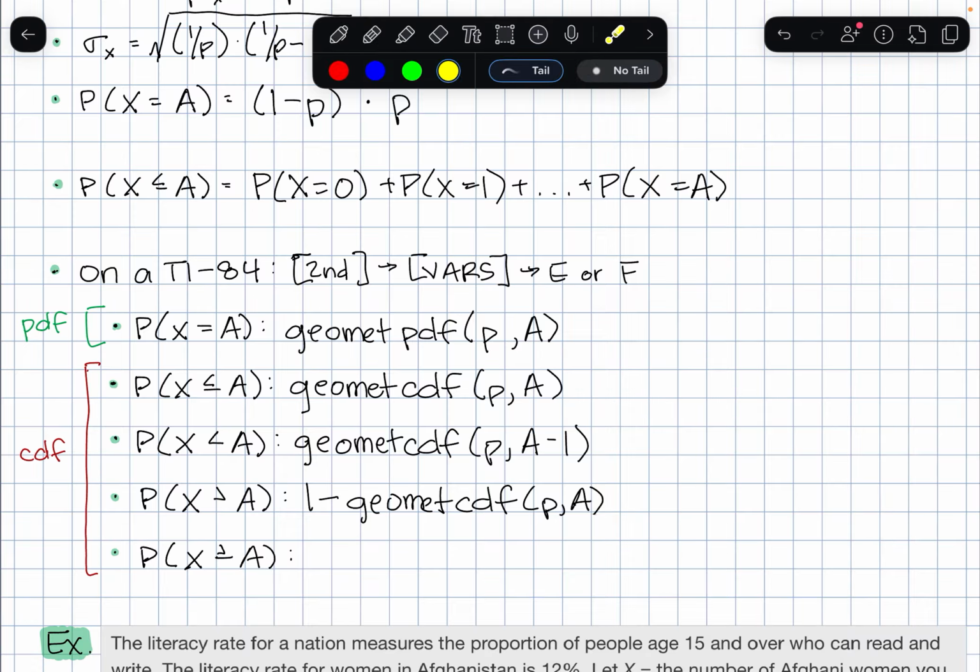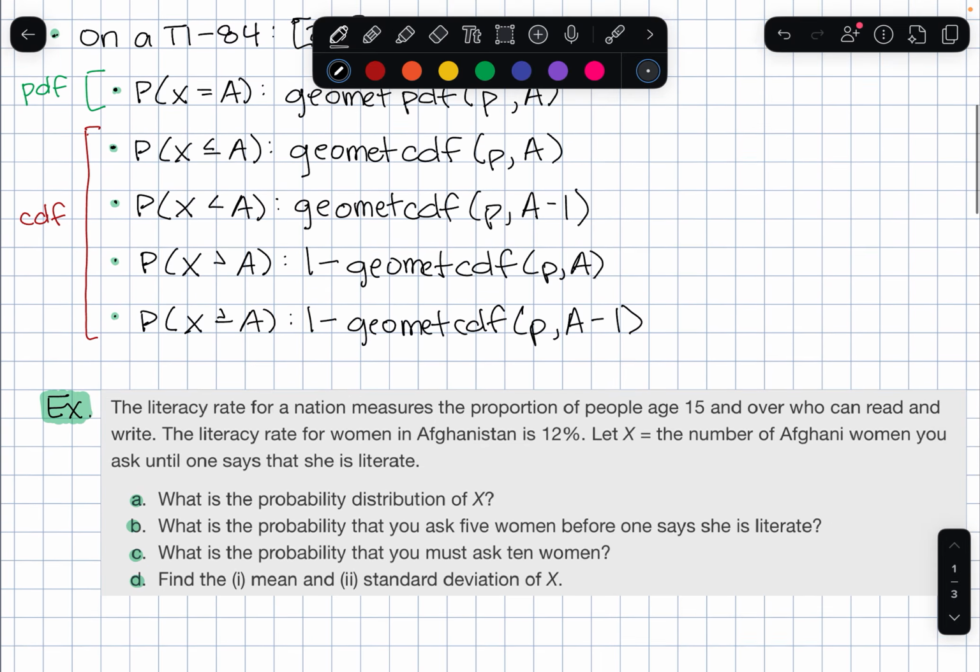And I know that this is the complement of this, so I'm going to do 1 minus that guy. Let's go ahead and do an example so we can see what this looks like in practice.